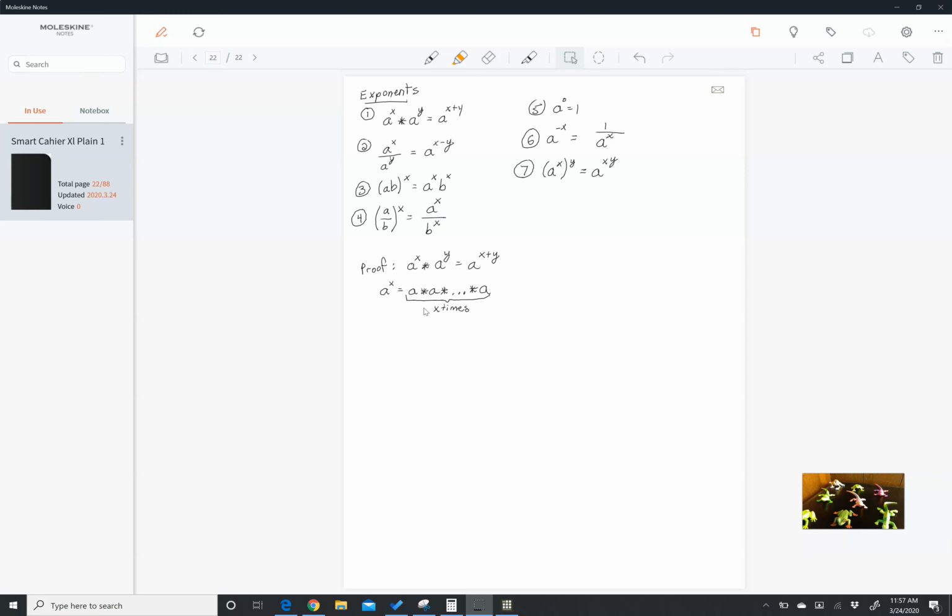And then we can do the same thing for a to the y. So a to the y is a times a, and the same thing. We don't know how many a's there are. So we're just going to say y times here. Okay. So now that we've expanded each of these, we're going to multiply them. And the idea here is that we're going to make the left side equal the right side. Okay, so we're starting on the left and then we'll move on to the right.